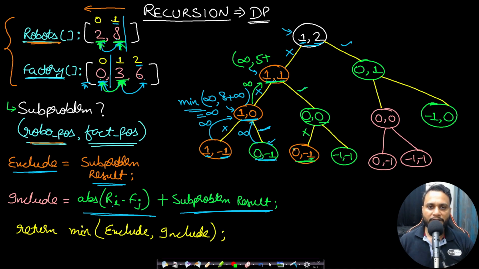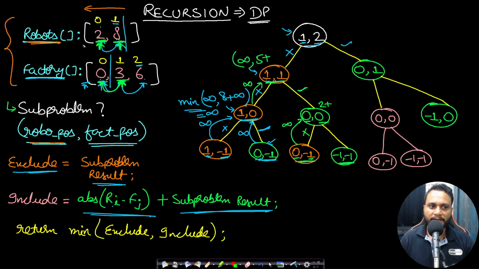Here minus 1 indicates you have run out of factory, and 0 means you still have robot number 0 with you, right? So this will return infinity, since you could not repair all the robots and you have run out of the factories. And on the other side, if you want to assign this robot number 0 with the factory number 0, the distance traveled will be 2 plus, because 2 is the gap between robot 0 and the factory 0 positions, right? 2 minus 0 plus, what is the return value from minus 1, minus 1?